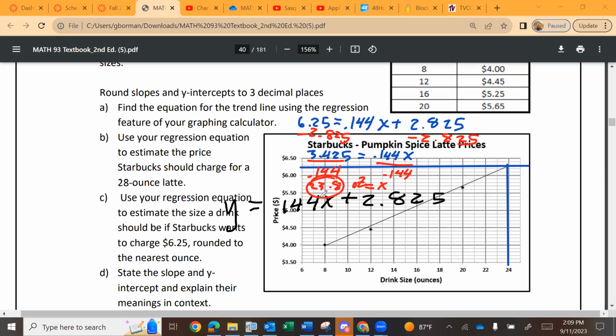I feel very comfortable with that answer because it's consistent with my estimate from the graph. Again, they didn't ask me to do the estimate on the graph, but it helps me to know if I'm right or wrong. Plus, it helps me to understand what's going on a little better, and it's good practice for reading that. All right, part D. State the slope and y-intercept and explain their meaning in context.